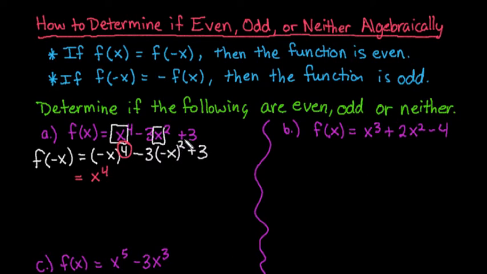Same thing here, because this is even and I'm squaring a negative x, this becomes positive x squared, so I would have negative 3x squared plus 3. We can see that our original equation that we started with is equal to this equation when I plug in negative x. So since they are equal, this is an even function.